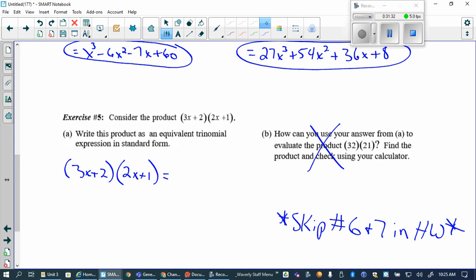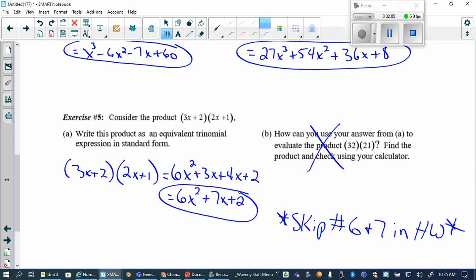Wait, it says trinomial, but I got 4. You better combine like terms then. I did. Well, then you can't have 4. So you should have gotten, let's see, 6x squared, right? Plus 3x plus 4x plus 2. And then that's what you were doing up here, plus 7x plus 2. Did we get 6x squared plus 7x plus 2, guys? Okay. Yeah, that is supposed to be your answer.